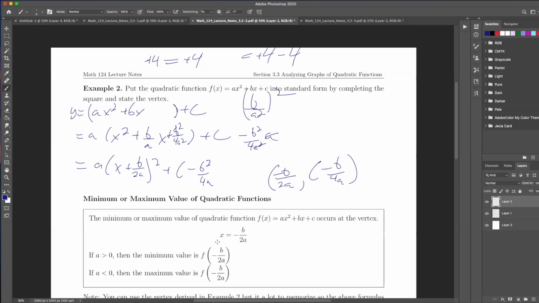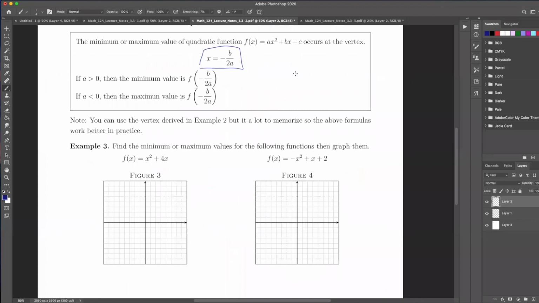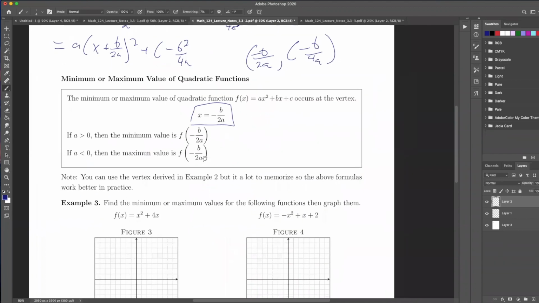I showed where it comes from, right? But here you can just believe it, and I'll show us just believing it without actually crunching the numbers. It makes it a little easier to graph these things. So here you can either use this for your vertex, or you can just use this and then plug it into the function. My suggestion is just remember the x of the vertex occurs at minus b over 2a, and then just plug that into whatever your function is and get out your answers.